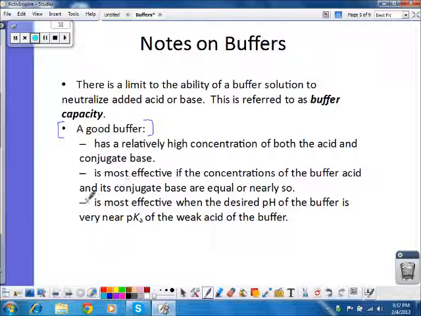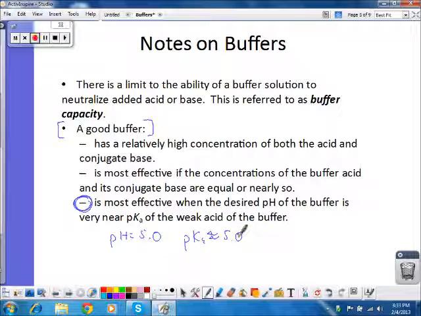And to determine what acid-base pair I should use, I should look at the pKa of the conjugate acid I want to use. So if I want a pH of 5.0, let's say, I would want to find an acid whose pKa, negative log of Ka, is about equal to 5. That would give me the best buffer. And then I would use that acid and its conjugate base.